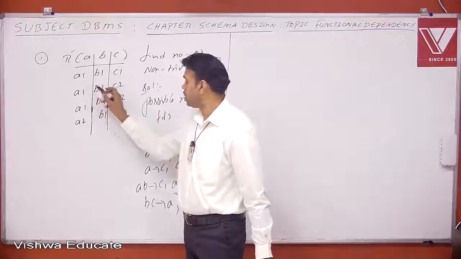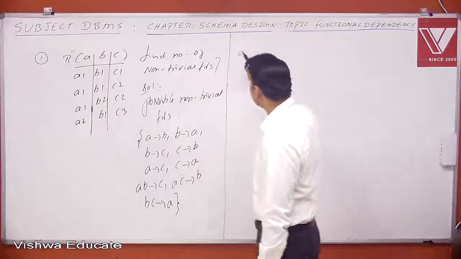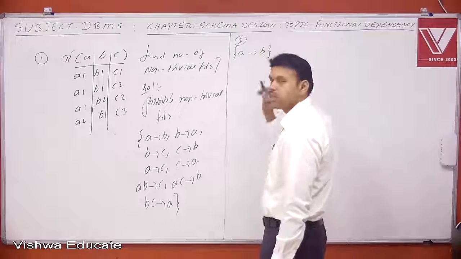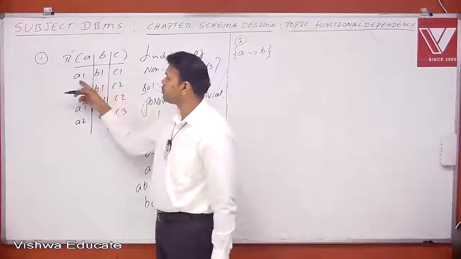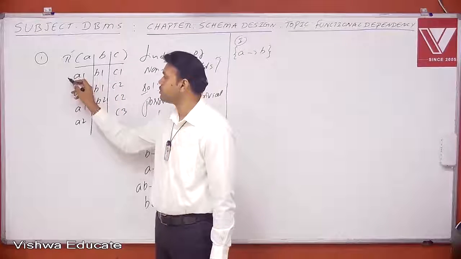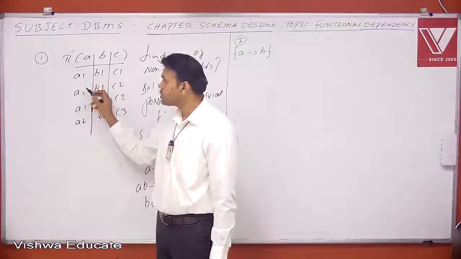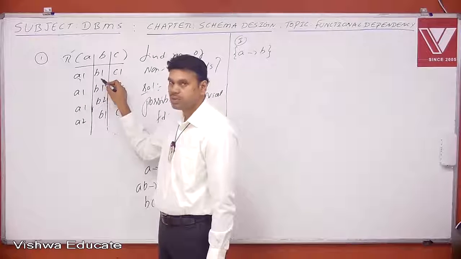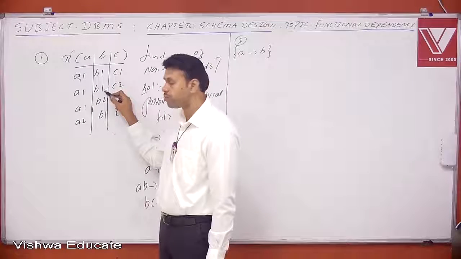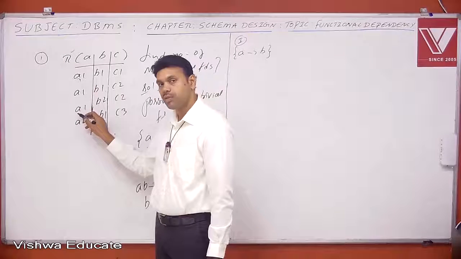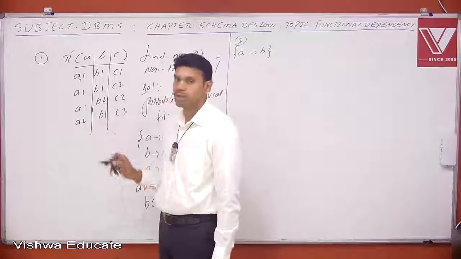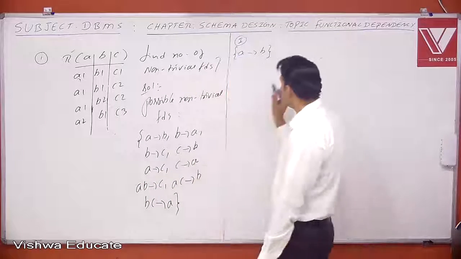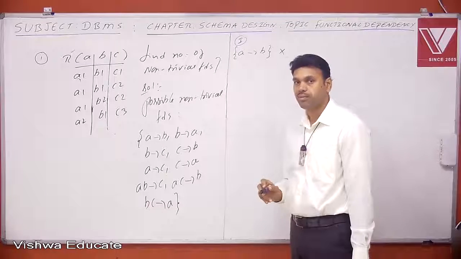Let us check. In A to B, A is the determinant and B is the dependent. Now you check the second tuple. Whenever A1 is repeated, what has to repeat? B value has to repeat. So the B value is repeated. Again the third tuple is also A1. A1 is repeated, so B1 has to repeat. But is B1 repeated the third time? No. So A to B is not satisfied.